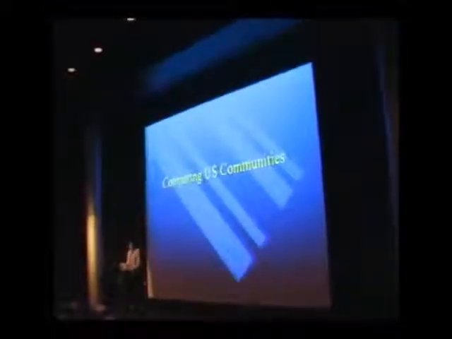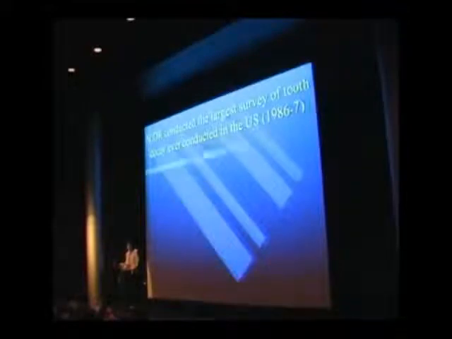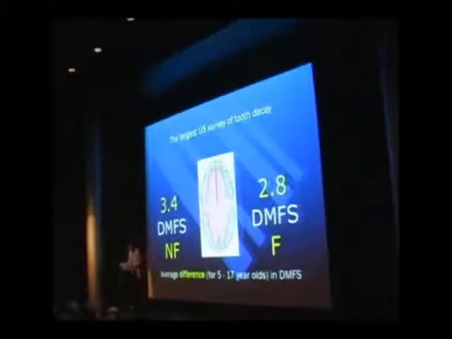If we compare US communities, this was the largest survey ever conducted in the United States. It cost the taxpayers nearly $4 million. They looked at the teeth of over 39,000 children in 84 communities. And what they found was that the average tooth decay for 5 to 17-year-olds, for children who had always lived in non-fluoridated communities, was 3.4 decayed, missing, and filled surfaces.